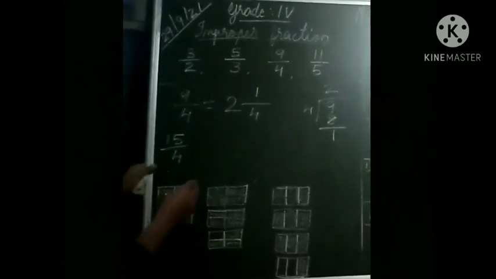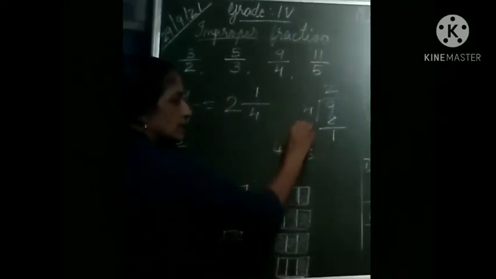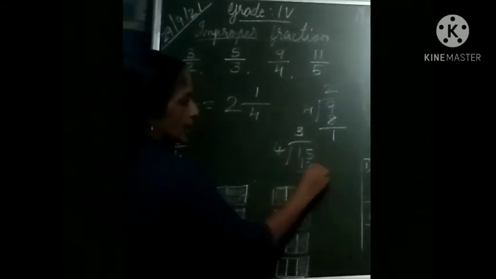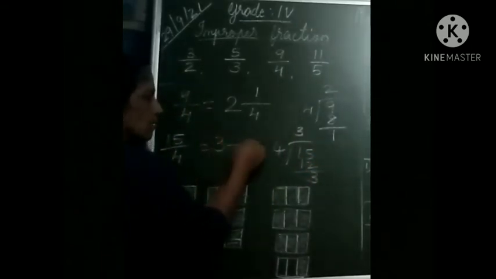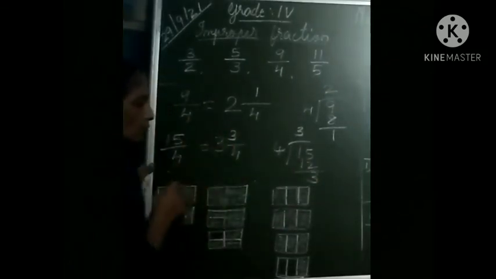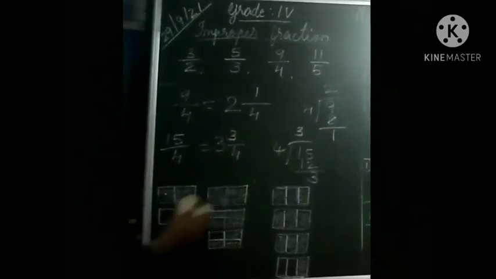Next, 15 by 4. How can we convert? 15 by 4. 4 3s are 12, remainder 3. Therefore, we can write it as 3. Numerator is also 3. Denominator is 4. 3 4s are 12. 12 plus 3, 15.